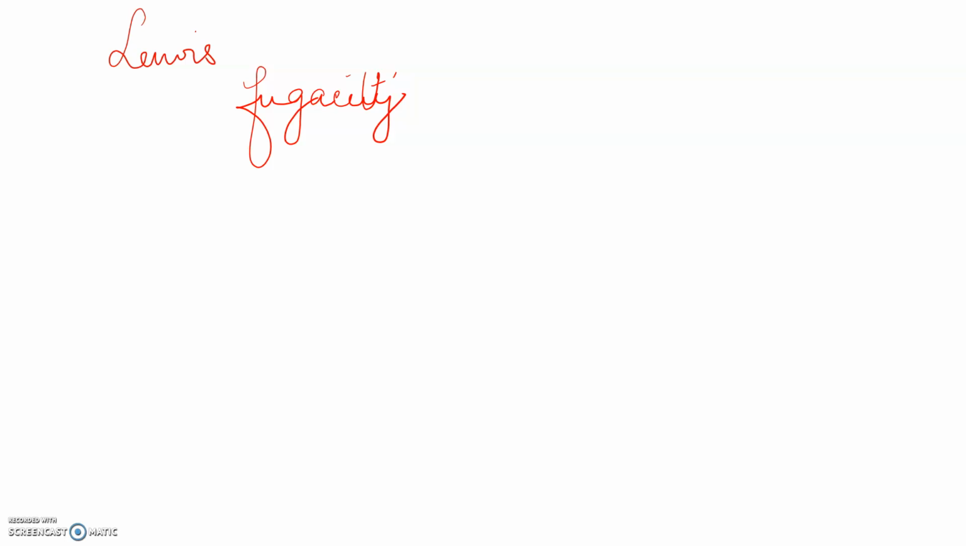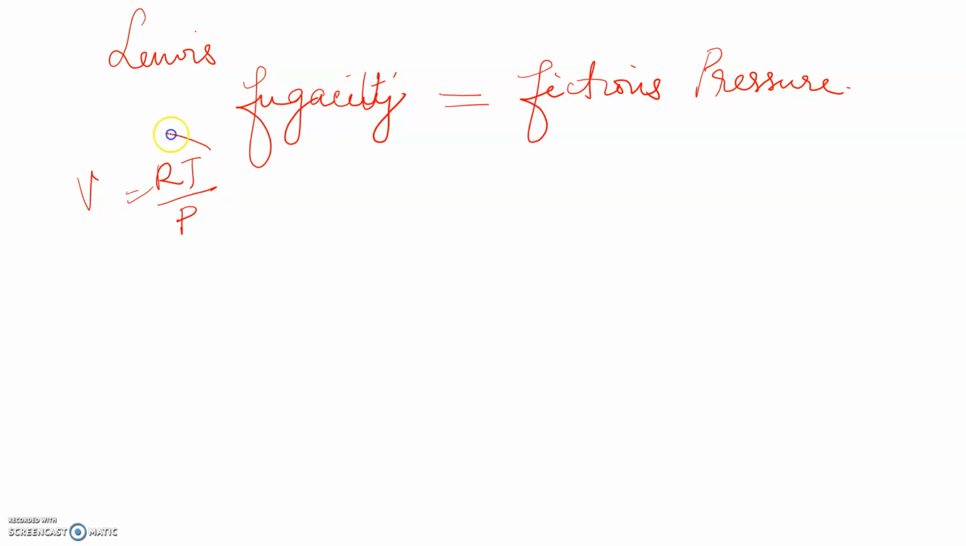Fugacity is a new function which is a sort of a fictitious pressure. Okay, what does that mean? We had substituted for V as RT by P, and in order to make this substitution, we have to substitute P with a fictitious pressure, that is a function which is similar to that of pressure but which is not actually pressure, and it depends on the nature of the gas. Whether the gas is real or ideal, it doesn't make a difference, and that is called fugacity.